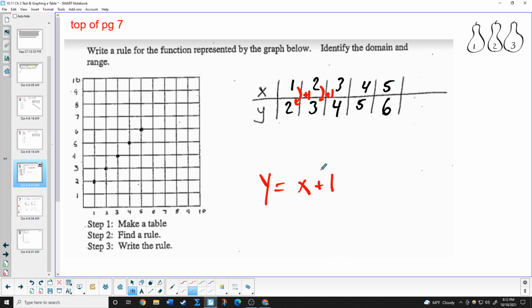You can check it here. Plug in 5 for x, add 1 to it. We do, in fact, get 6. So this does work. Okay, so here is our rule and our equation.